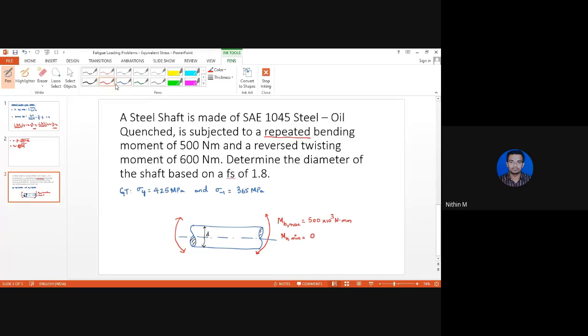This is one force that is acting on the component, and the second type of force acting on the component is a twisting moment. They have told you that the twisting moment is reversed in nature.